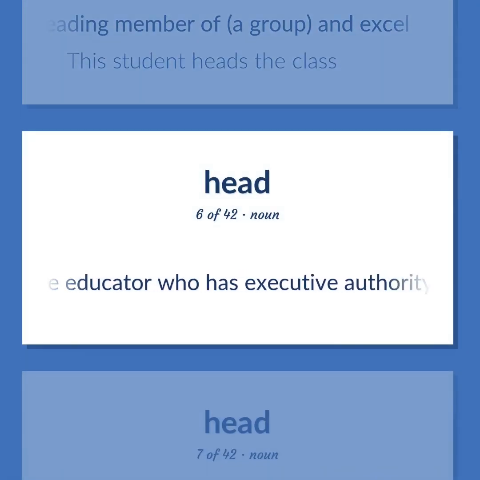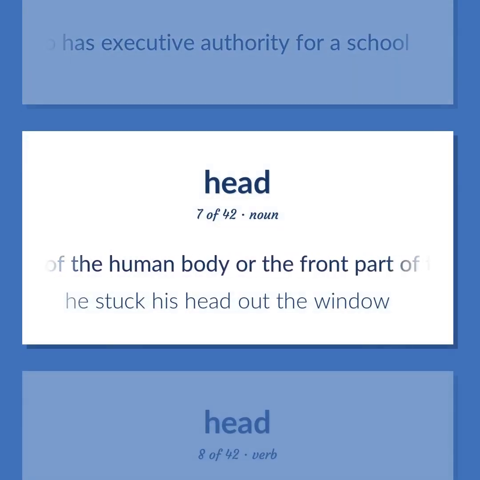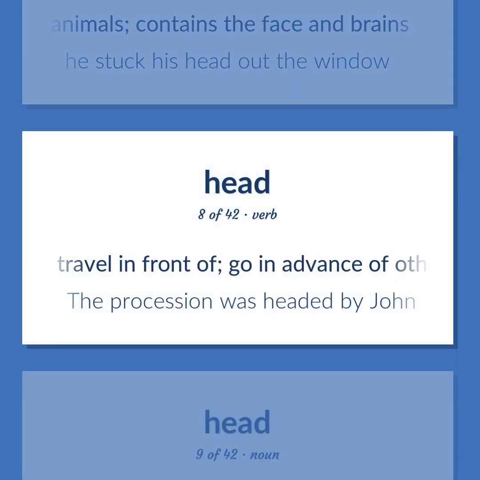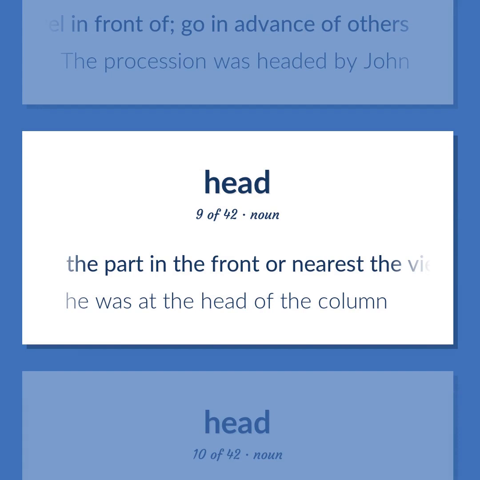The educator who has executive authority for a school. The upper part of the human body or the front part of the body in animals contains the face and brains. He stuck his head out the window. Travel in front of. Go in advance of others. The procession was headed by John. The part in the front or nearest the viewer. He was at the head of the column.